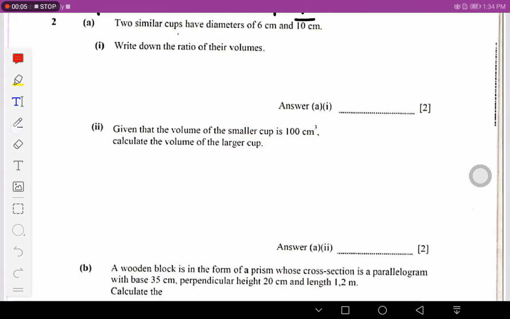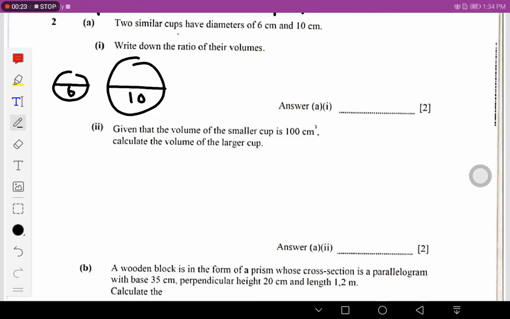Okay, so number 2 is saying here we have got 2 similar cups that have got diameters. So we have got a cup here and another cup there. Their diameter, the other one is 6 centimeters and the other one is 10, like that. So they are saying write down the ratio of their volumes.